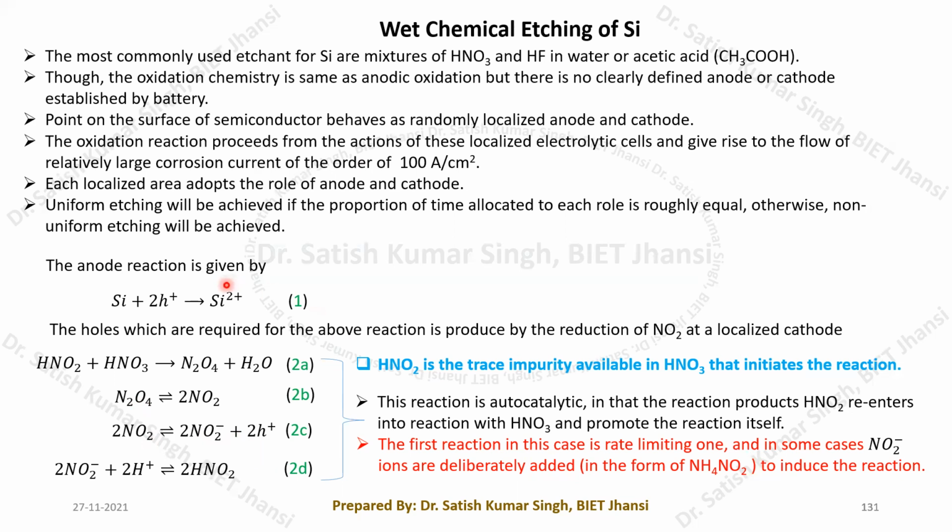Holes go to the silicon surface, and the silicon surface is converted into silicon 2+. Understand that here we don't have a defined anode or cathode, but the chemical itself makes a reaction on the surface of the wafer. Because of the byproducts that form, some holes are generated, and those holes convert the silicon surface into silicon 2+ ions. And these holes will be used for converting this.